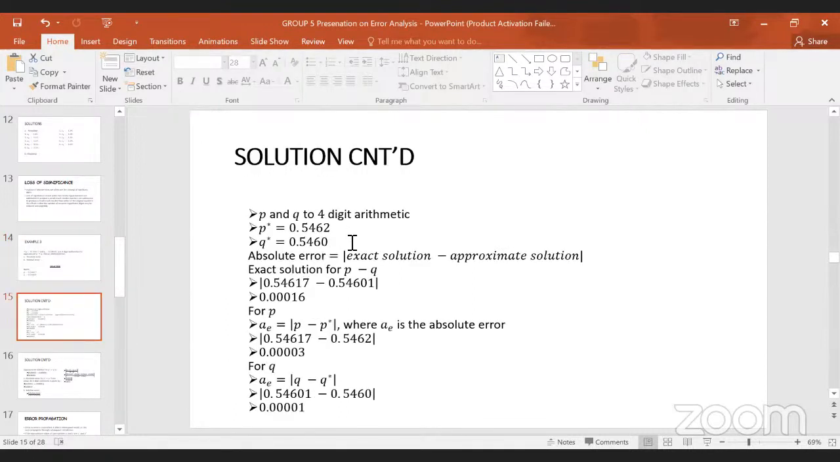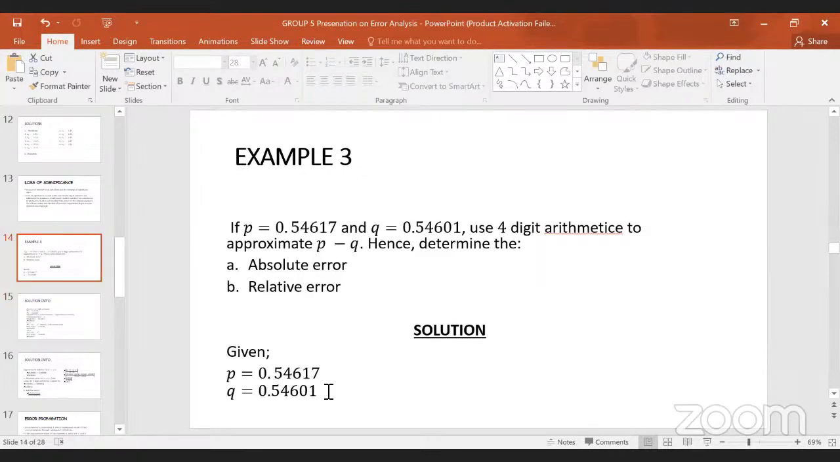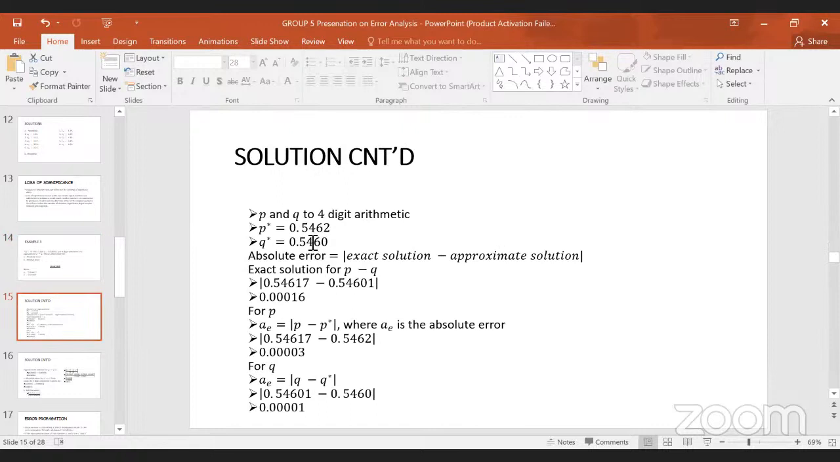Then we have P and Q, reducing P and Q to the 4-digit arithmetic we have to use, that is, to get the approximate values of P and Q. Don't forget the value of P is 0.54617, and Q is 0.54601. So using the 4-digit arithmetic, the approximate value of P is 0.5462, and the approximate value of Q is 0.5460.